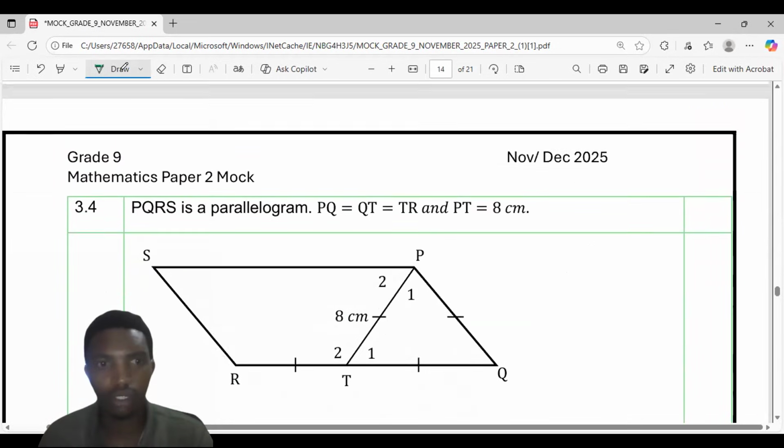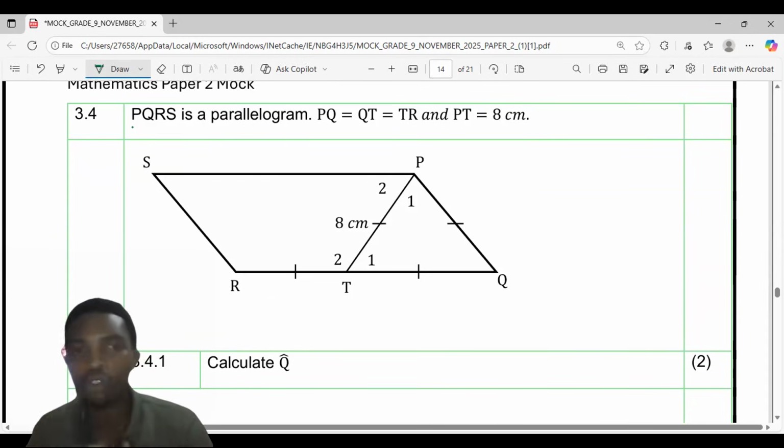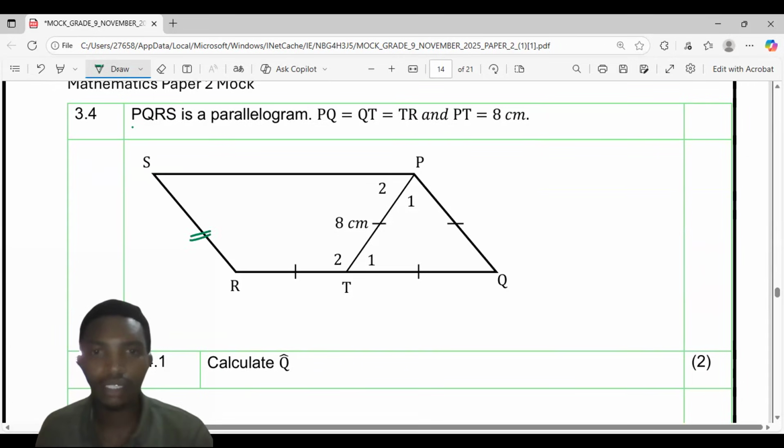Okay, next question. Then we come to this one here. They're saying PQRS is a parallelogram. The last time we were in class, we spoke about this thing. When they say something is a parallelogram, we should already assume in our minds that the opposite sides are equal and parallel, right? So this is equal and parallel.